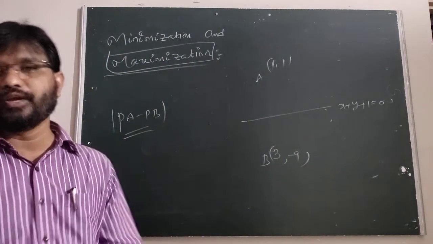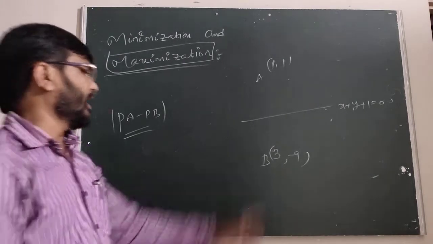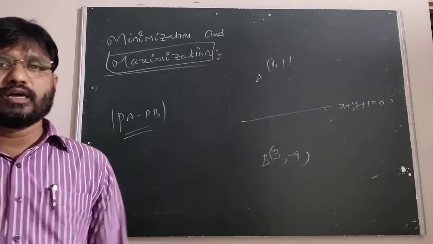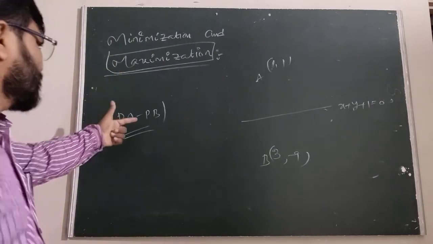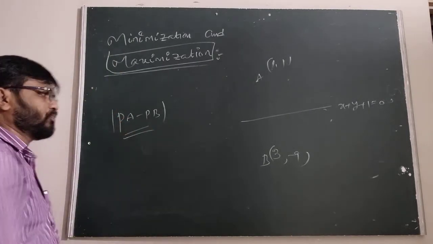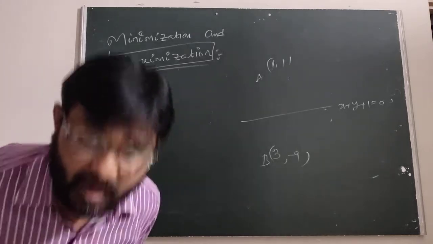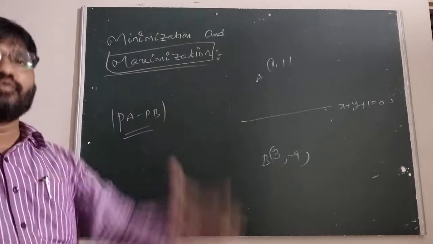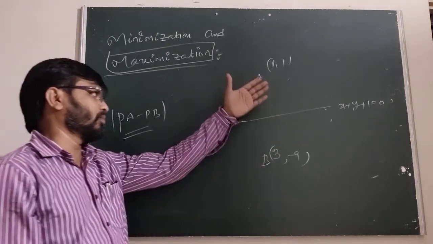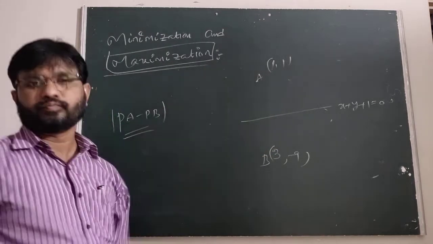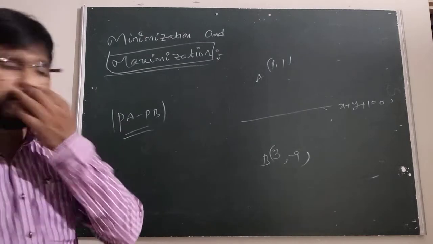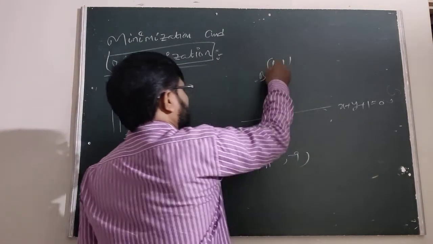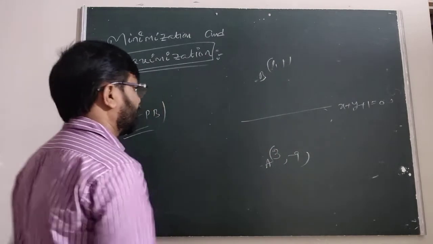A and B, all of you listen here. A and B are on either side. How to find PA minus PB? If you want PA minus PB, undoubtedly they should be on the same side. How to find here? We have to take the reflection of either A or B. Suppose this is the point A, this is the point B. Are these on either side? Yes, undoubtedly these are on either side.